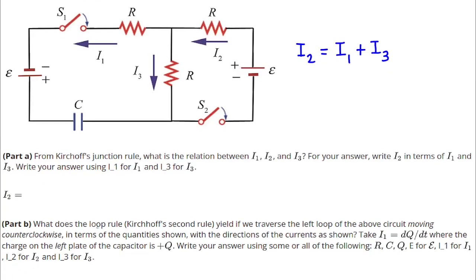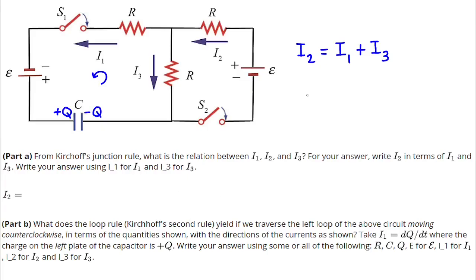Now in part B, what does the loop rule, or Kirchhoff's second rule, yield if we traverse the left loop of the above circuit moving counterclockwise? And we're asked to take I1 as the rate of change of charge with respect to time, where the charge on the left plate of the capacitor is positive Q. So on the right we'd have minus Q.